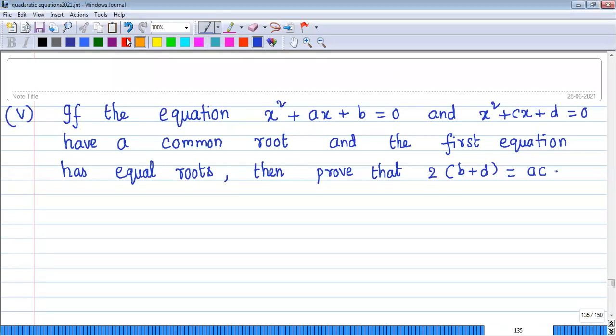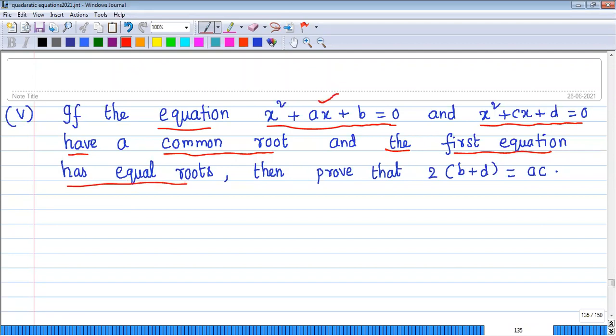Okay, let me read the question once again. If the equation x square plus ax plus b is equal to 0 and x square plus cx plus d is equal to 0 have a common root, whereas the first equation has equal roots, then prove that 2 times of b plus d is equal to ac. So let alpha be the common root.